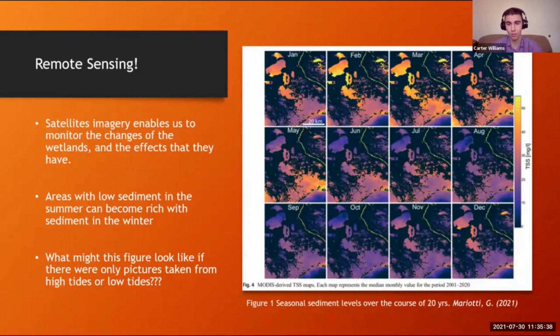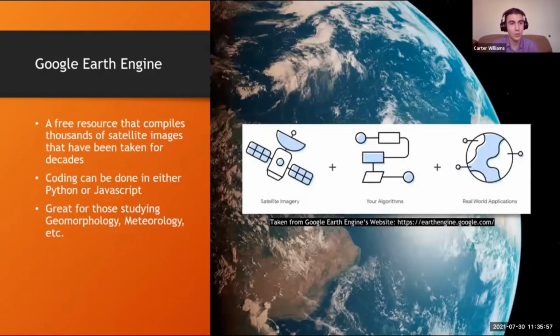For those of you who don't know, remote sensing is the scanning of the Earth by satellite or high-flying aircraft in order to obtain information about it. Naturally, satellites are very expensive and difficult to launch, but luckily there is a free resource for scientists out there to access thousands of satellite images. And that resource is called Google Earth Engine.